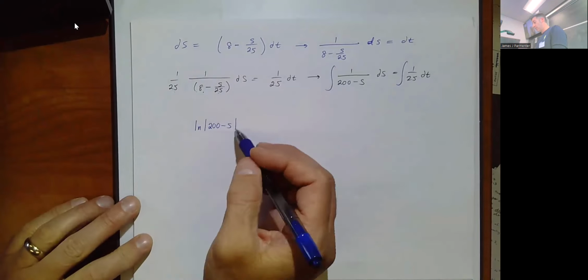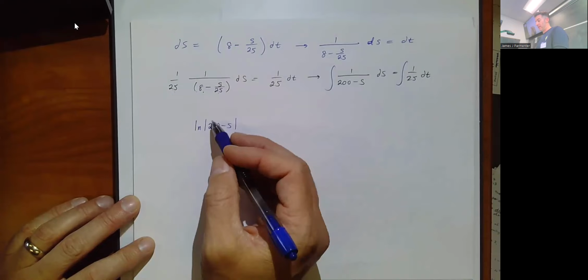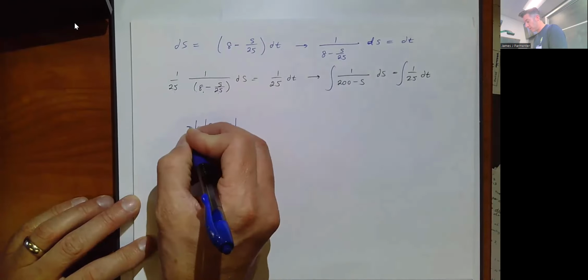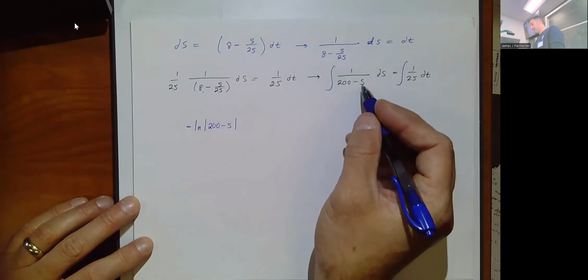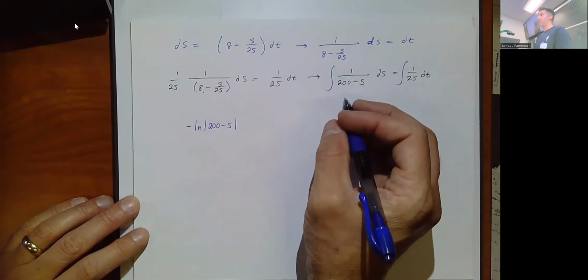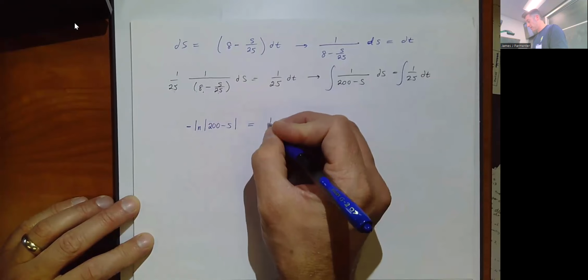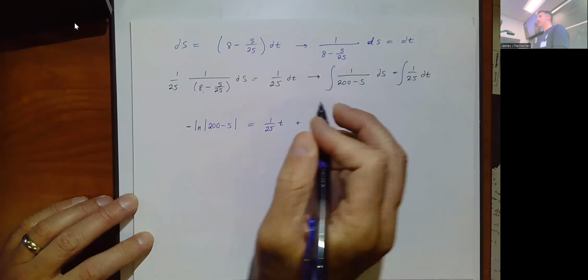So what I'm saying over here is that this isn't quite right, because if you take the derivative of it, you get 1 over 200 minus s times -1, and I don't have a -1 there, so I need a -1 to account for that. So the antiderivative of 1 over 200 minus s is negative natural log of the absolute value of 200 minus s. Antiderivative of a constant is just the constant times the variable plus c.